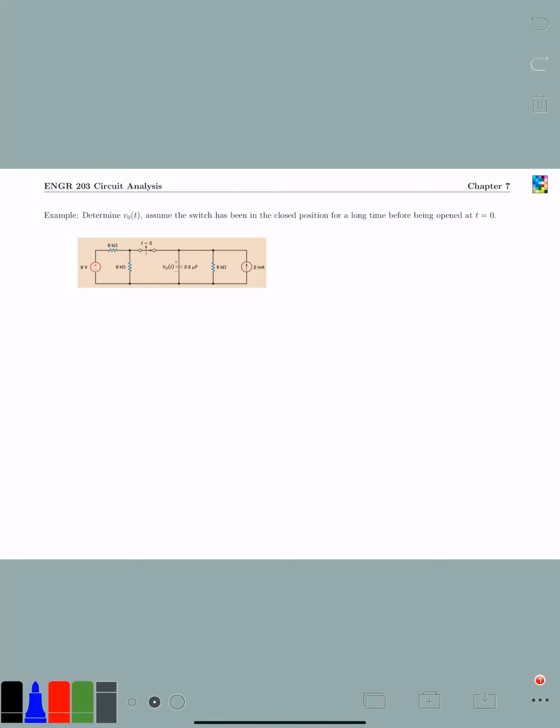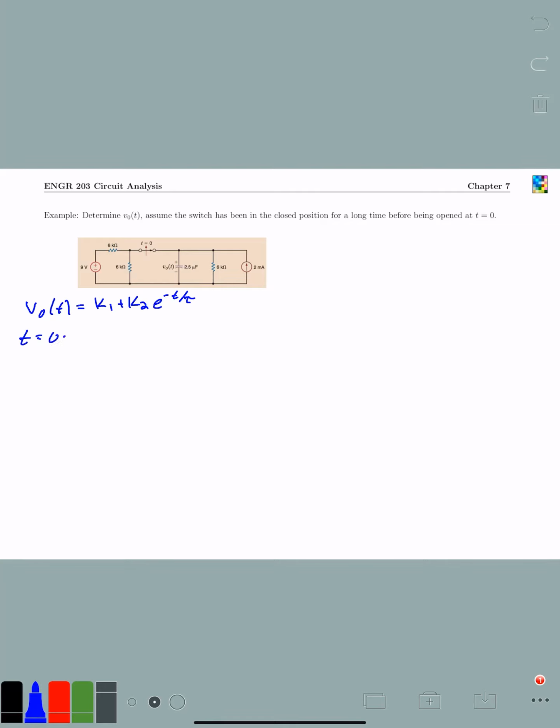Here we have another example of a first order circuit. We're asked to find V0 of t. Remember, in this chapter, that means it's going to be K1 plus K2 e to the negative t over tau. And again, we're going to go through the 3 time periods.